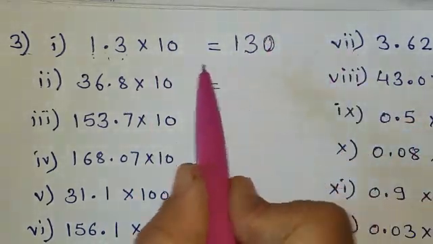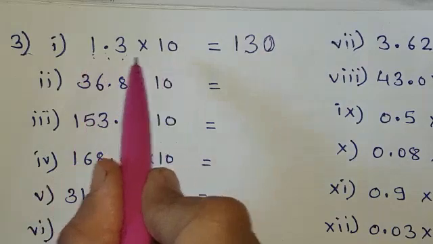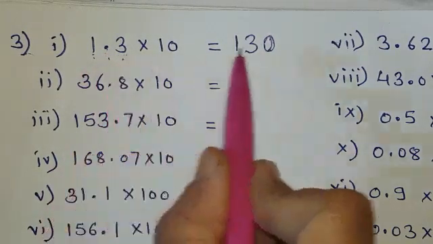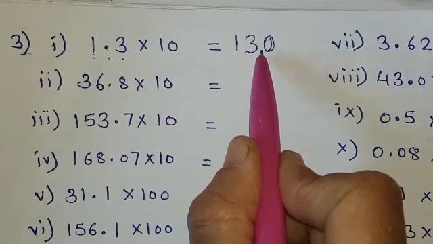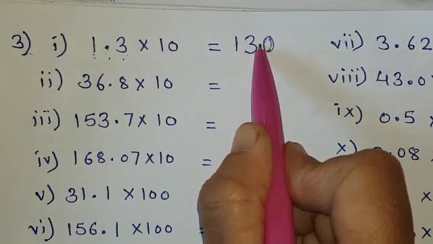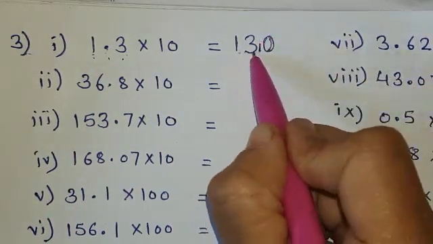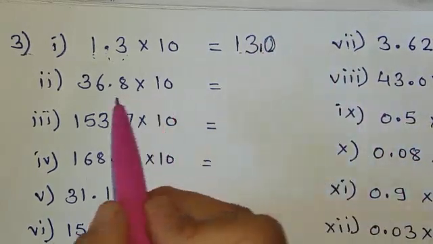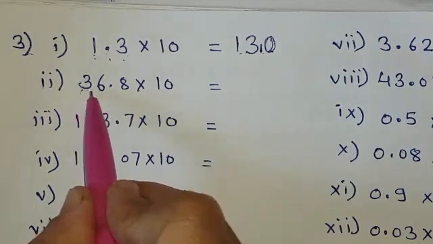Okay. So now let's see, in 1.3 after the point only one digit is there. So from the right side I will leave one digit and give the point here. So my answer is 13.0, which is equal to 13. Let's solve one more example.